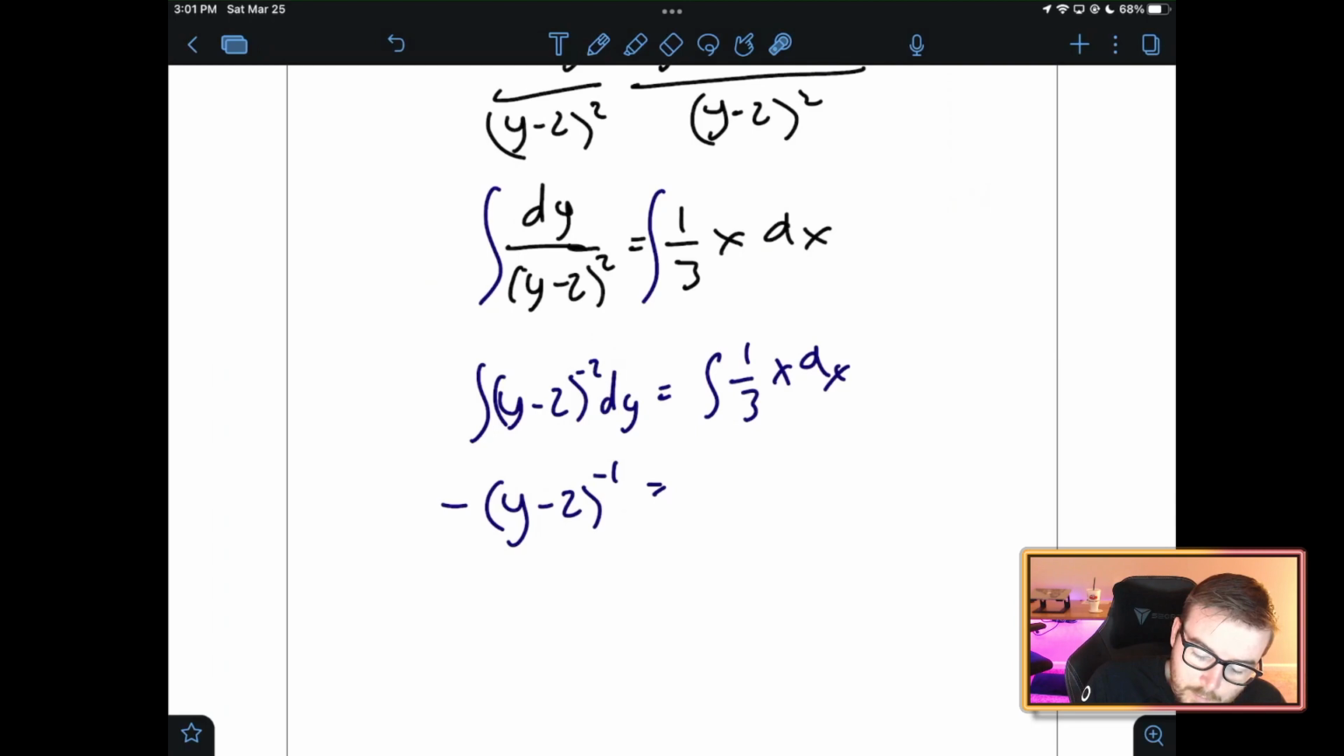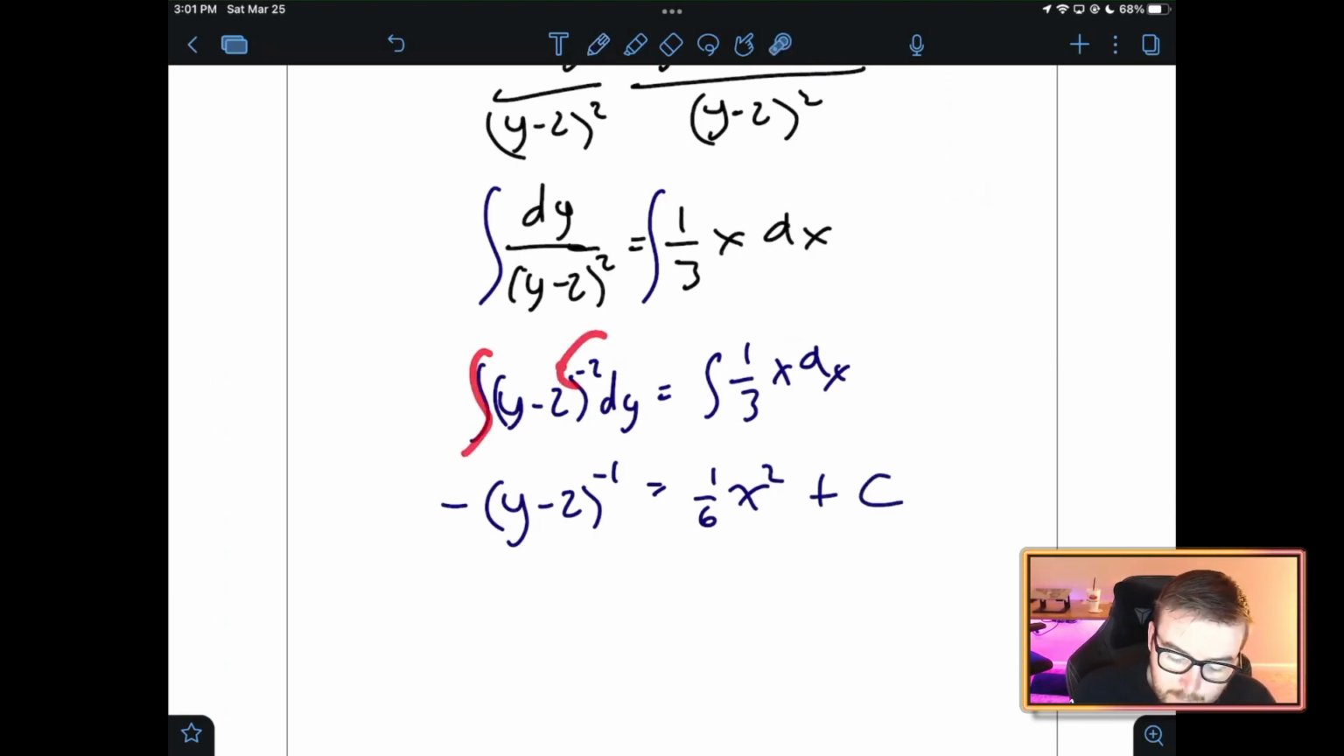And this is going to be bumped up to 2, and we're going to divide by 2. So this is going to become 1/6 x squared plus c. So when I integrated, I bumped this up by 1 and divided. When you divide by negative 1, it becomes negative. I bumped this up by 1 and divided. Dividing by the 2 gets you the 1/6, and that's plus c.